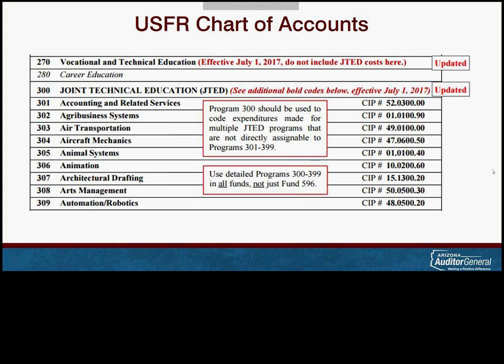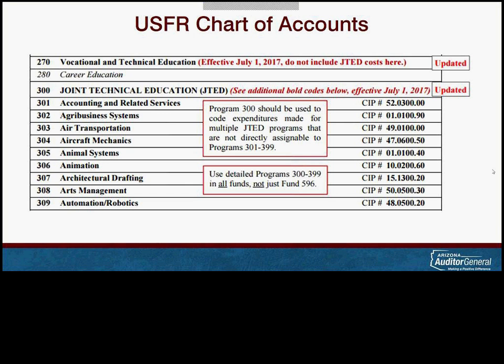Each eligible JTED program has been assigned a unique program code. We also included the CIP number for each program to make it easier to identify the exact JTED program. So even if the name for your program differs slightly from the one listed in the chart, you should use the program code that corresponds with the CIP number for your program. The JTED programs listed are statewide programs, which are found in codes 301 to 368.